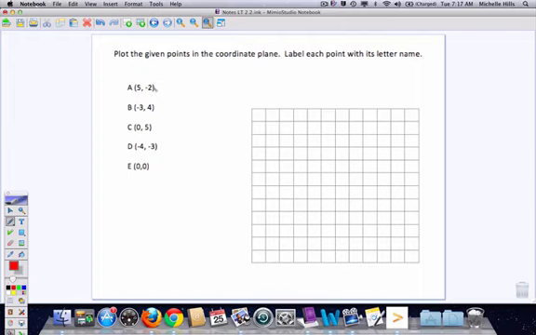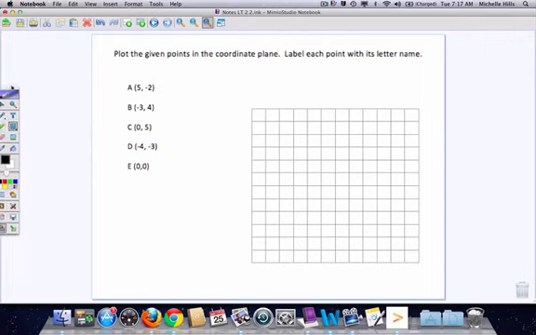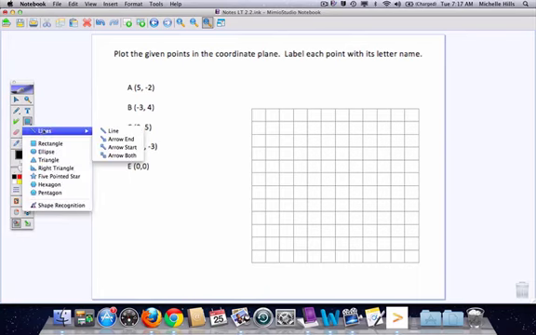So I need to graph all 5 of these points and then label them A through E out to the side. Well, I have to set my axes on this graph. Do not do what I'm going to do right now. The only reason I'm going to do it is because it's a temptation for people to do this, and then they get themselves in trouble.